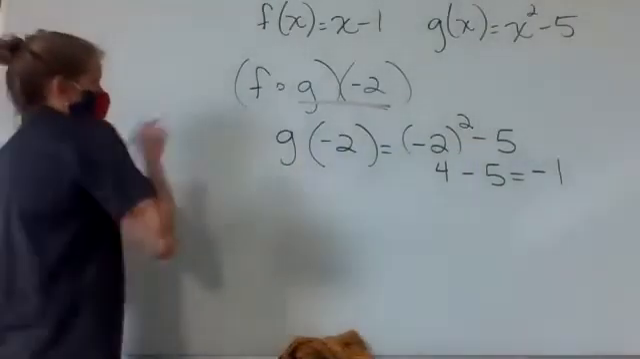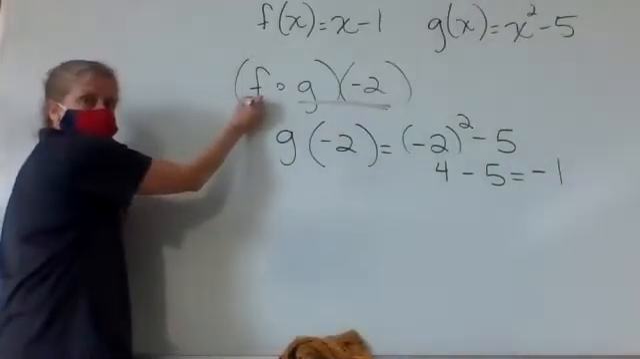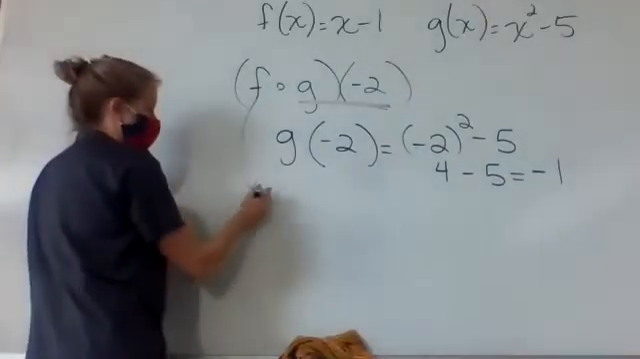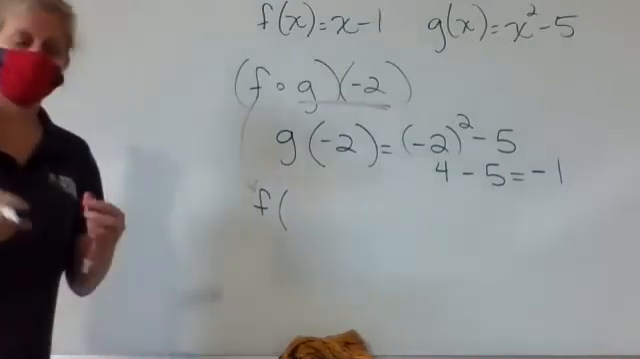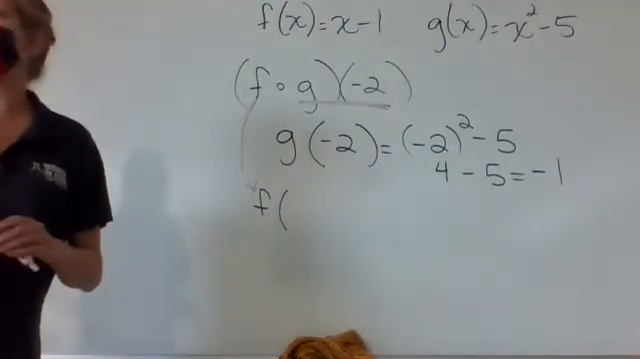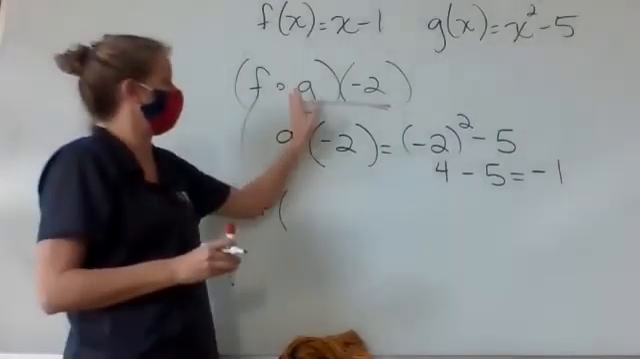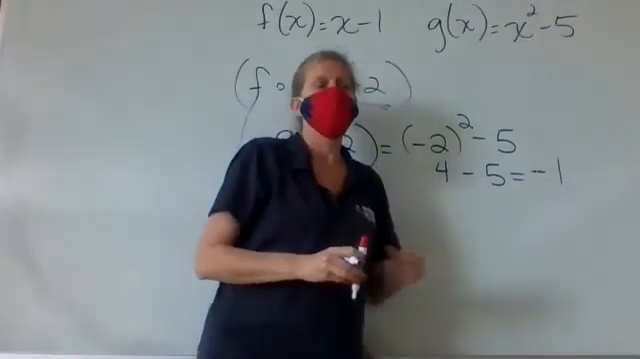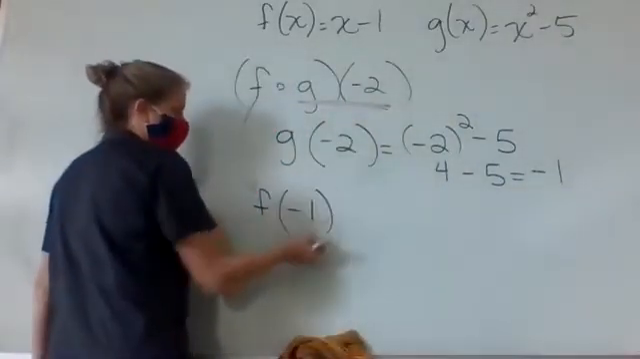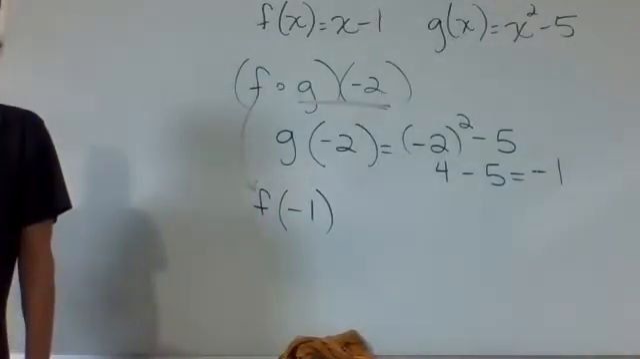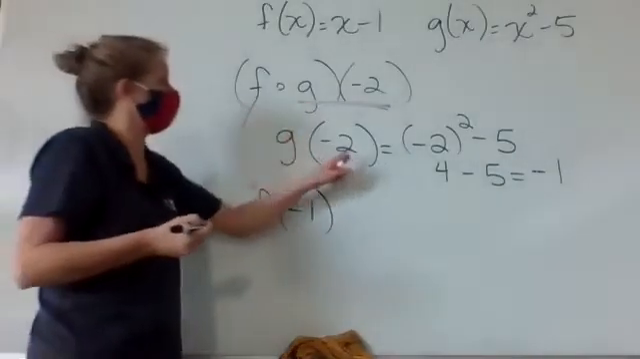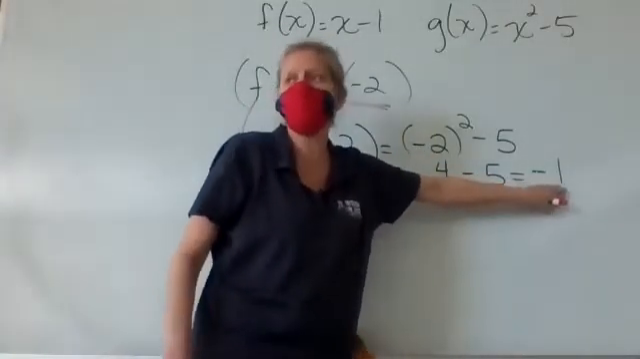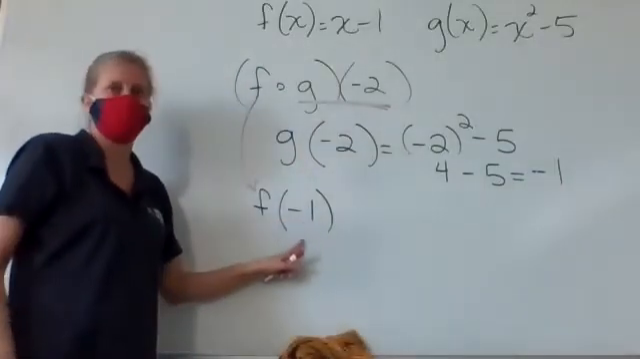Now whatever this outside is, which in this case is f, you are going to find f of whatever your last answer was. The answer I got was negative 1. So that's what I'm going to find f of. Again, I found g of negative 2. When I plugged in negative 2 and did the math, it gave me negative 1. That's what tells me what to plug into the second part.